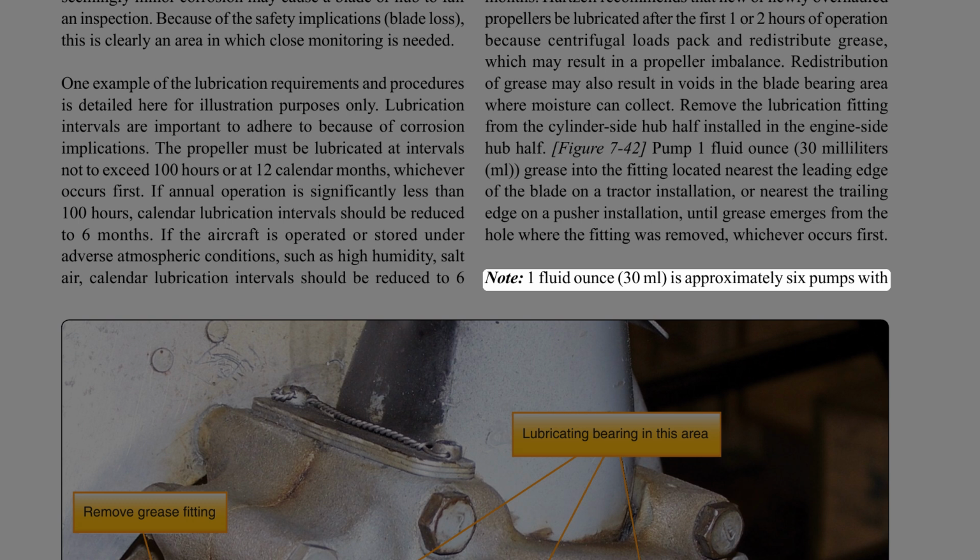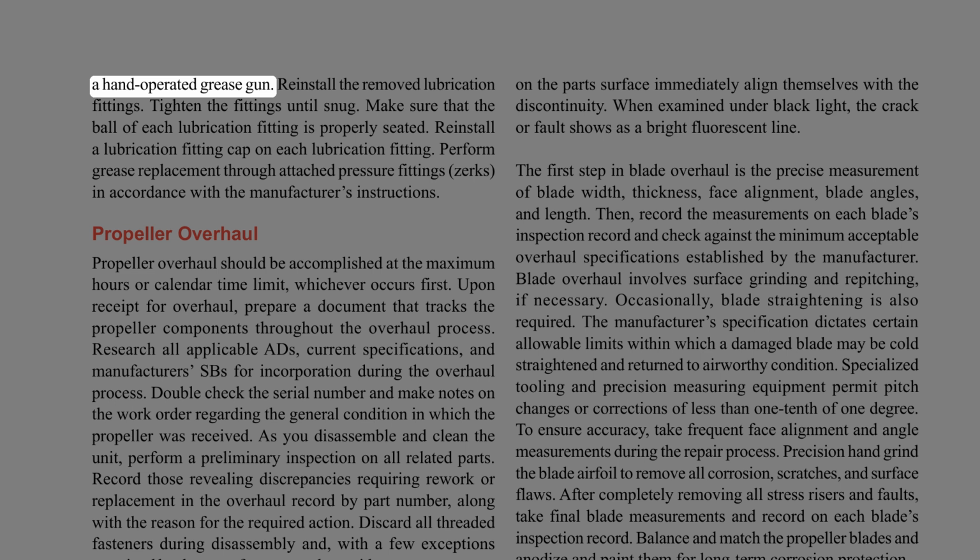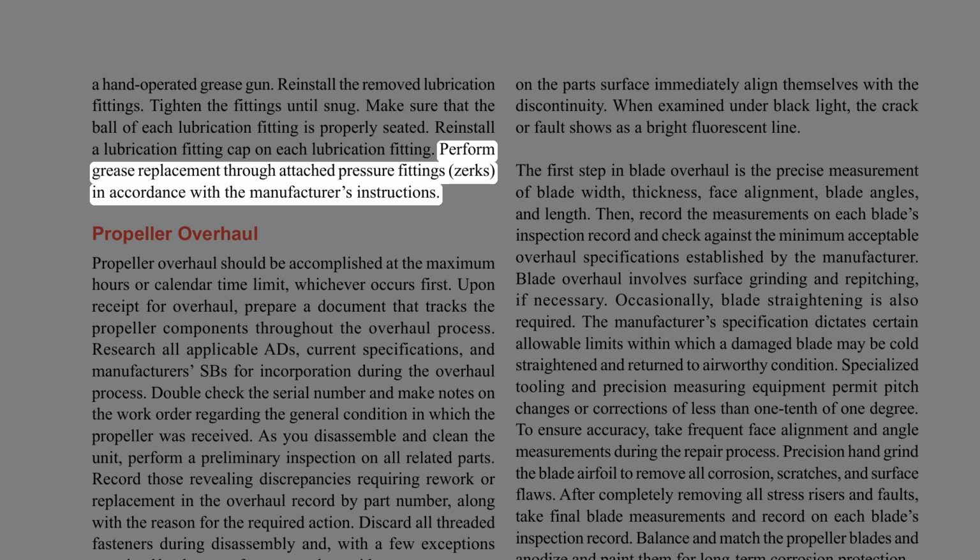Note: 1 fluid ounce, 30 ml, is approximately 6 pumps with a hand-operated grease gun. Reinstall the removed lubrication fittings. Tighten the fittings until snug. Make sure that the ball of each lubrication fitting is properly seated. Reinstall a lubrication fitting cap on each lubrication fitting. Perform grease replacement through attached pressure fittings, zerks, in accordance with the manufacturer's instructions.